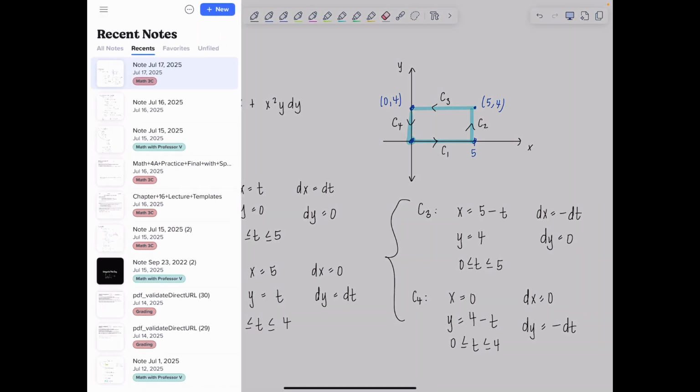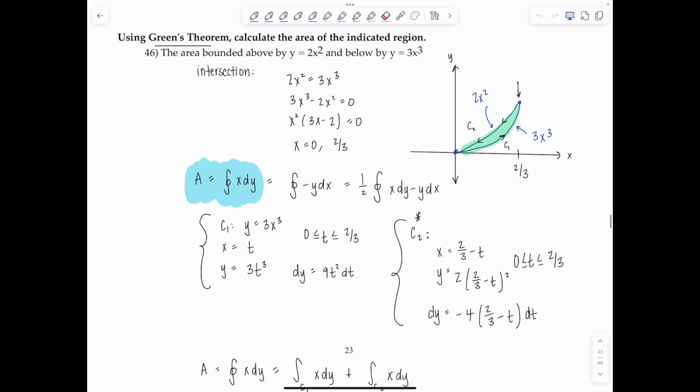56? Was it 46? I'm saying the wrong number.